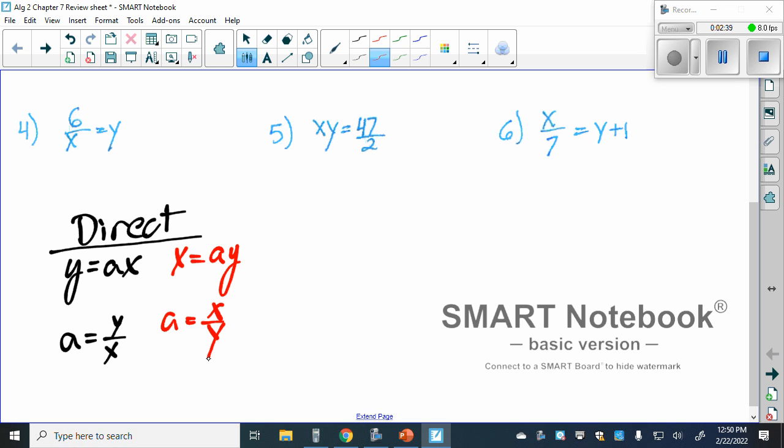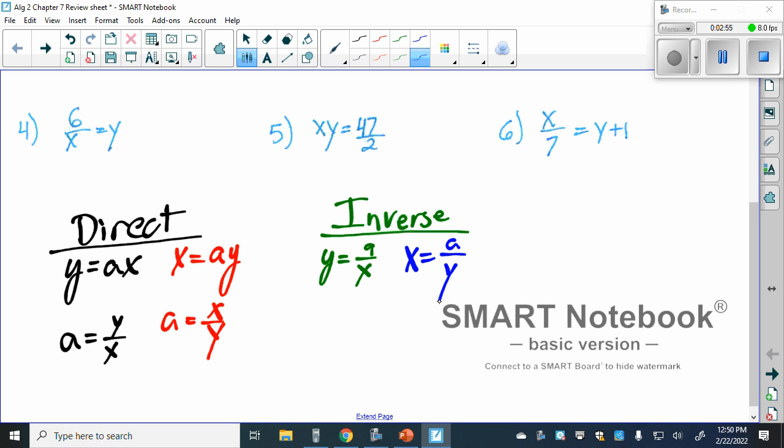Now, the other type that we have is inverse variation. And the general form for inverse variation is y is equal to a over x. We could also say that x is equal to a over y, because we're just comparing these variables. For direct variation, they're both increasing or both decreasing. In inverse, one is increasing as the other one decreases. And if we got a by itself here, we would get a is equal to x times y.